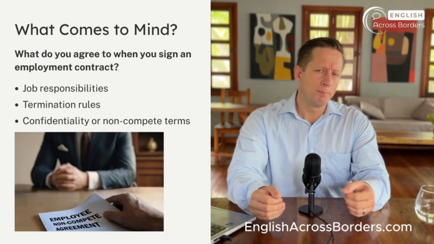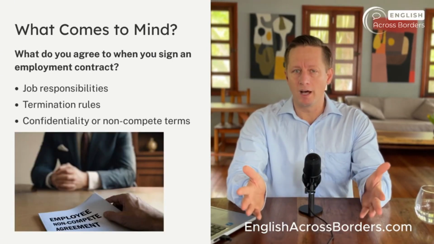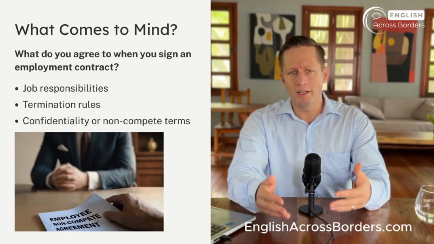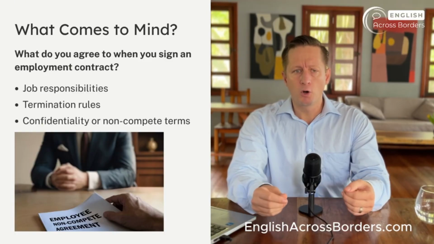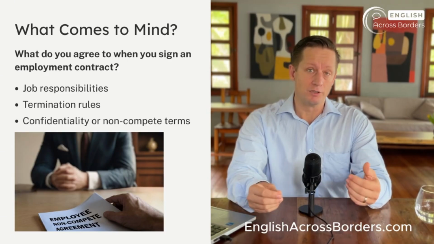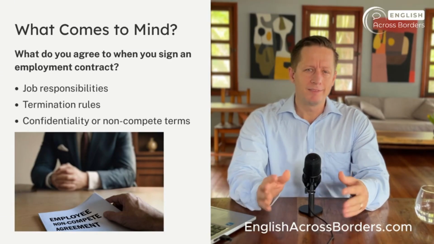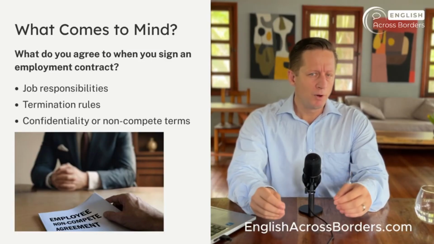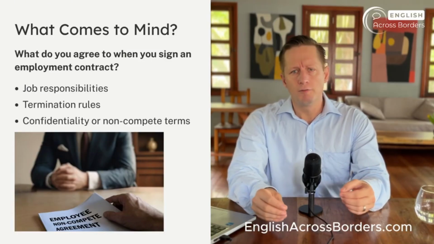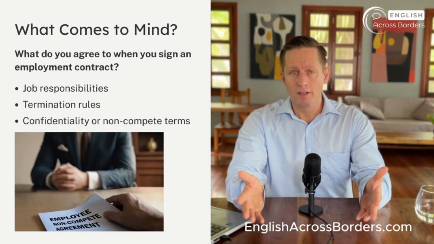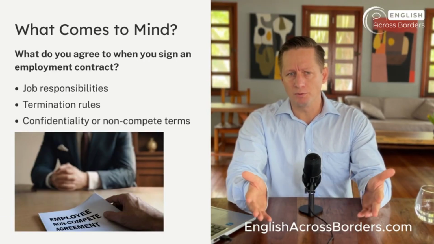Let's start with a simple question that opens up a lot of legal ground. What do you agree to when you sign an employment contract? Of course, there's the obvious: your job title, your hours, and your salary. But that's just the beginning. In most professional contracts, you'll find clauses that deal with how and when someone can be fired. That's what we call termination rules.